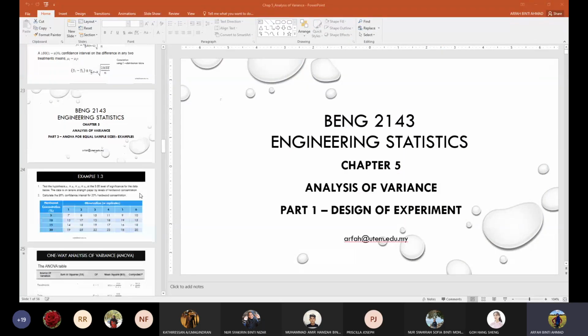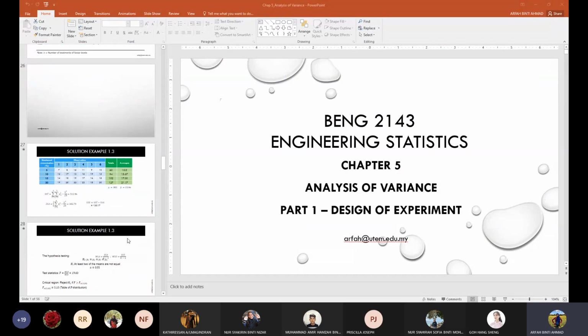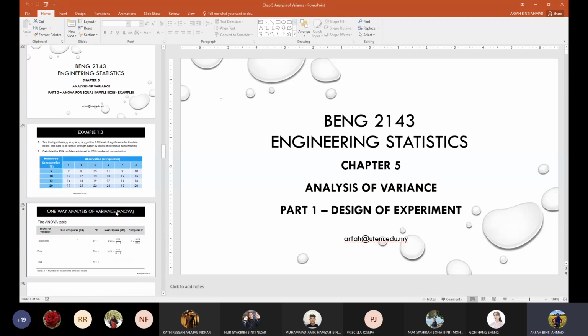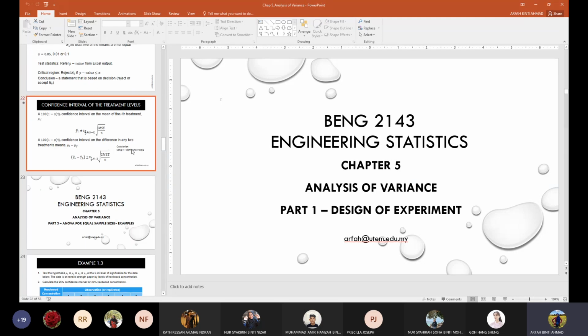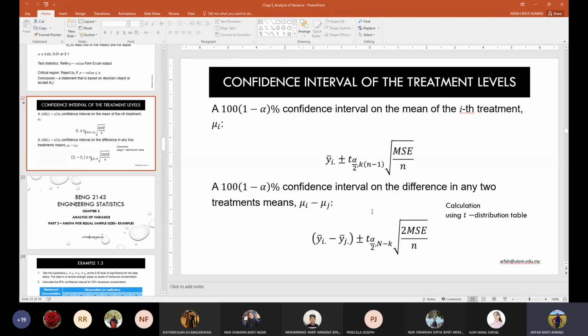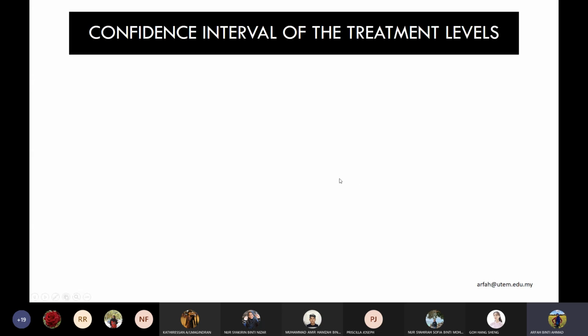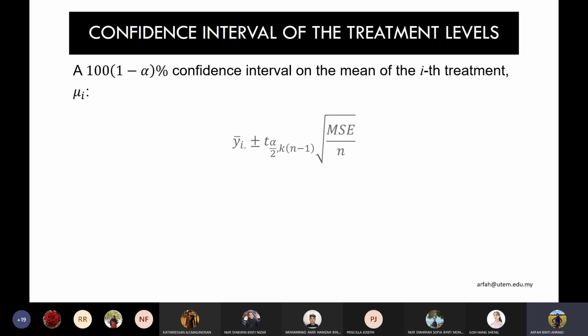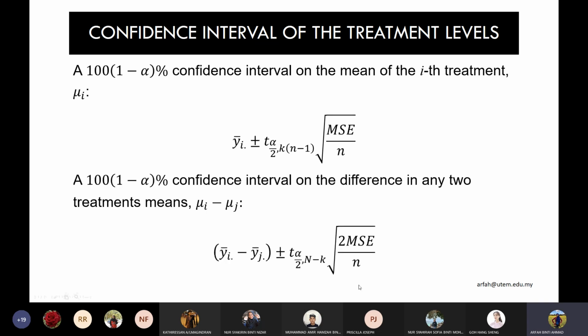Okay. So kita dah tengok dalam nota. The 100% (1 minus alpha) confidence interval in the difference of the treatment levels is by using this formula. So menggunakan formula ni.